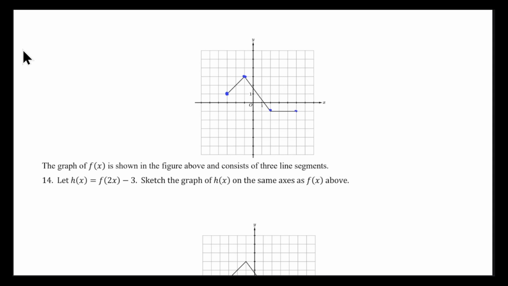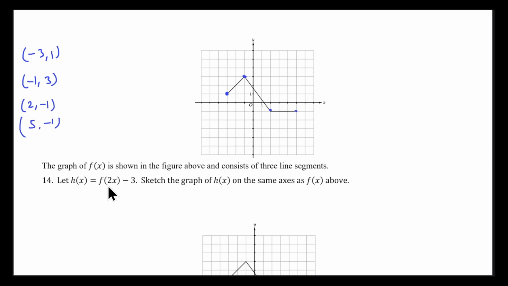So the first point, the most left point, is negative 3 comma 1. Then we have negative 1 comma 3. Then we have 2 comma negative 1, and then we have 5 comma negative 1.